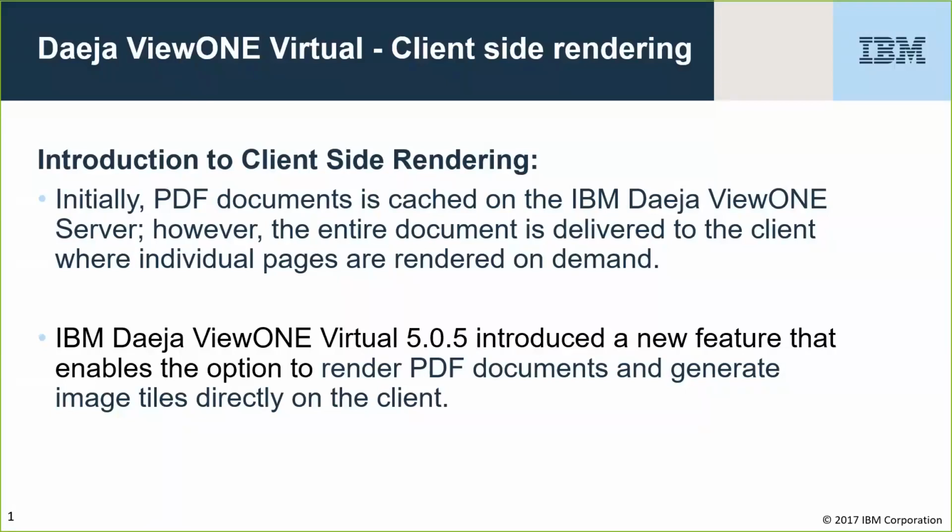In Daeja Virtual version 505, a new option is now available which enables rendering PDF documents and generating the image tiles directly on the client inside the browser. The PDF is initially cached on the Daeja ViewONE server, but then the entire document is delivered to the client where the individual pages are rendered on demand.